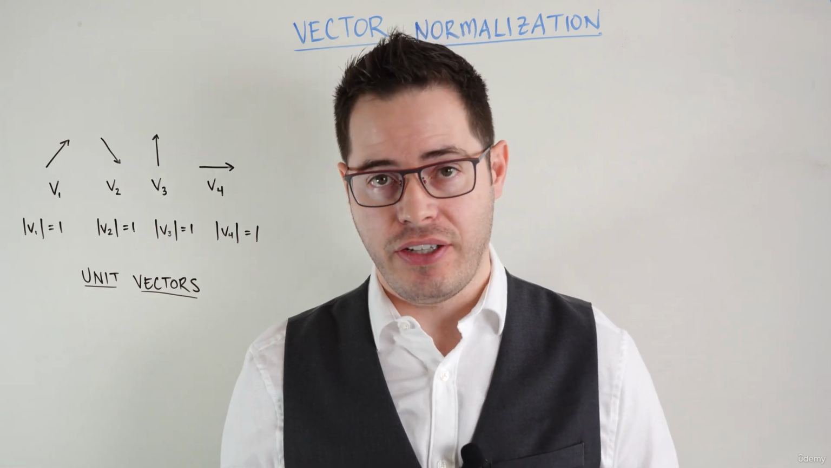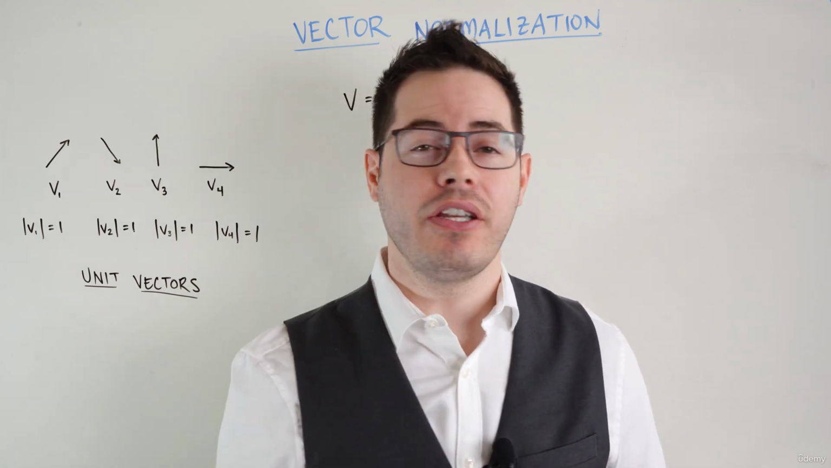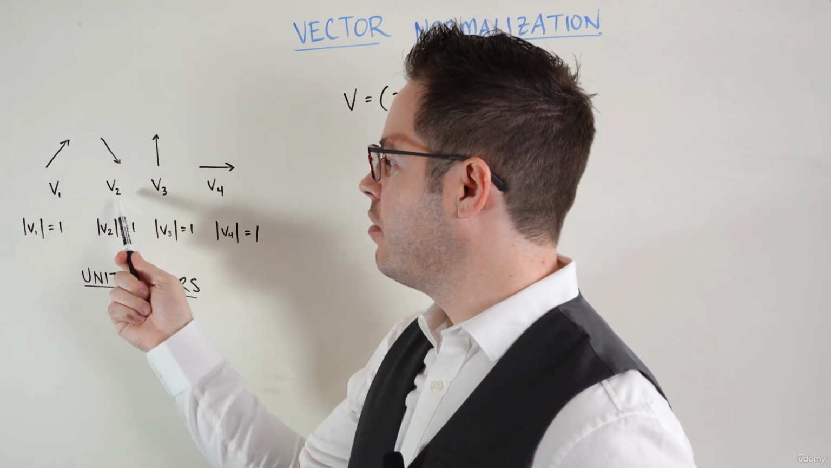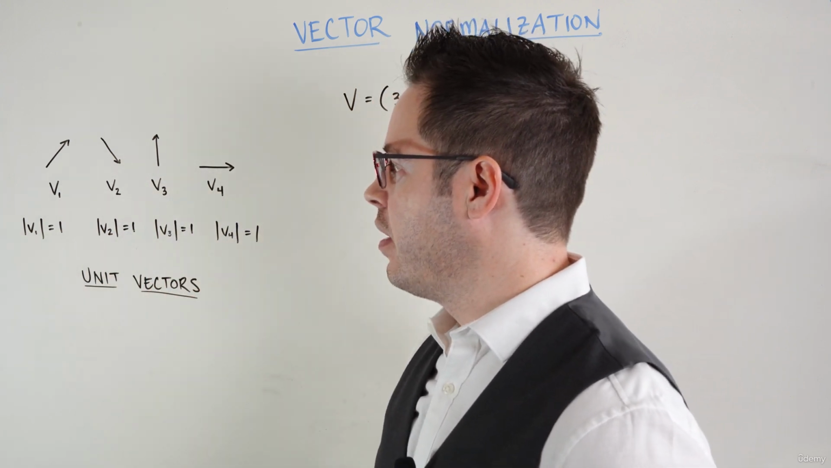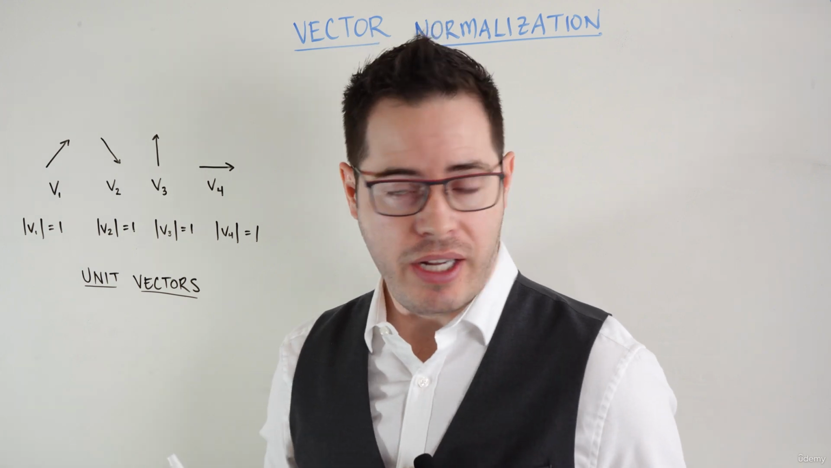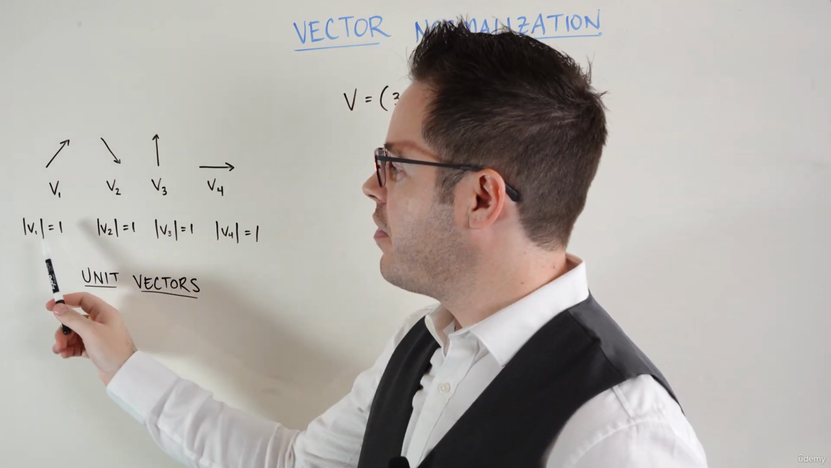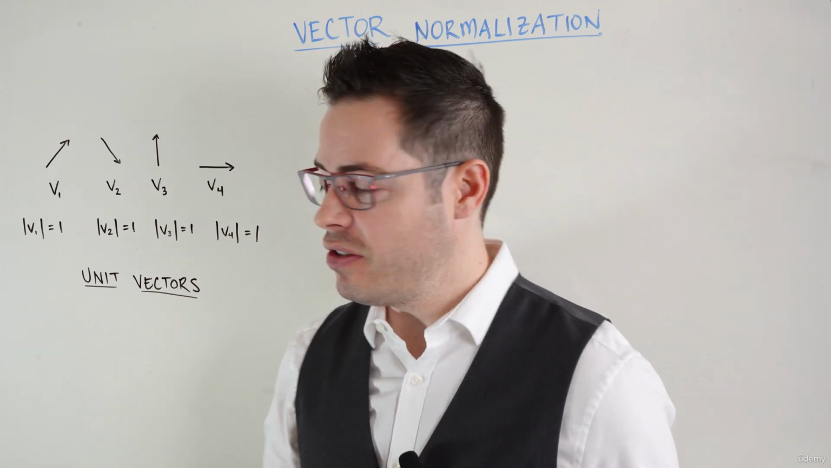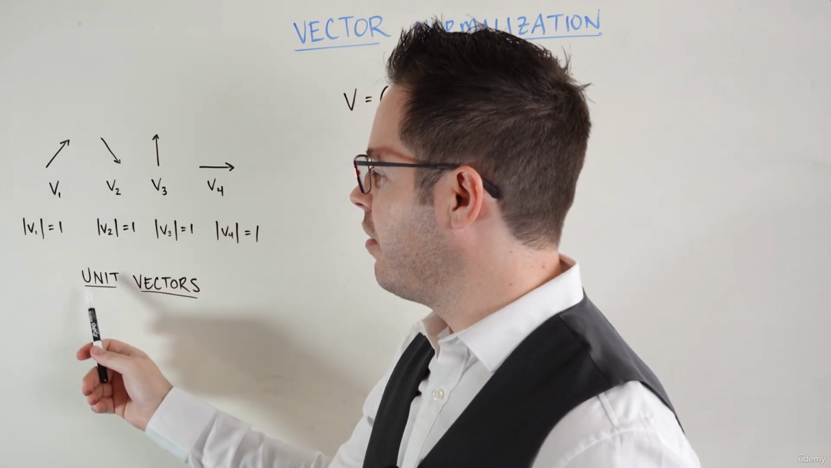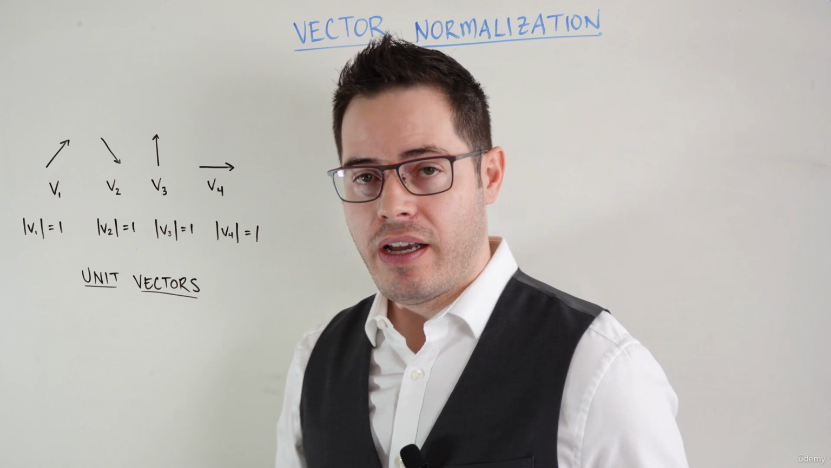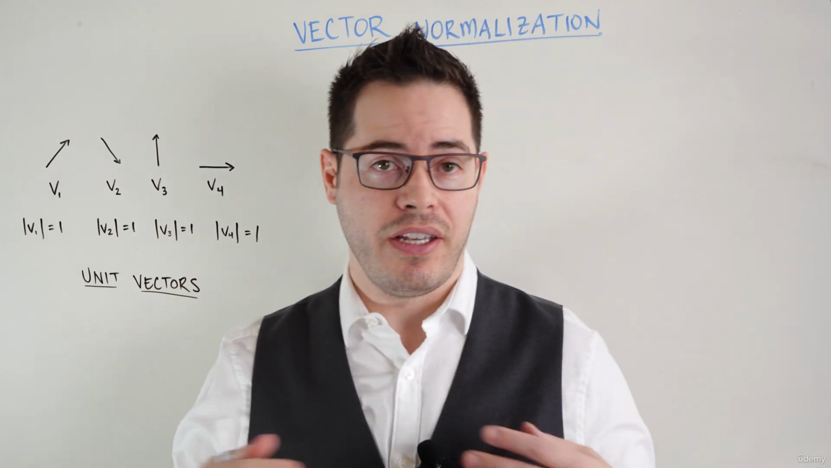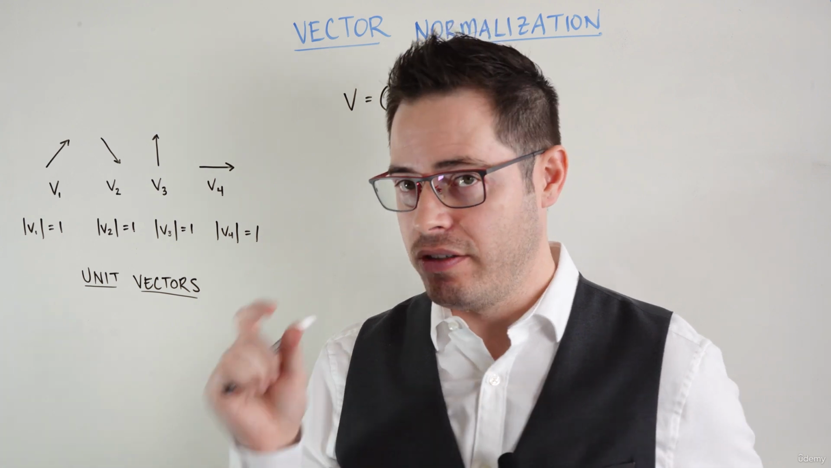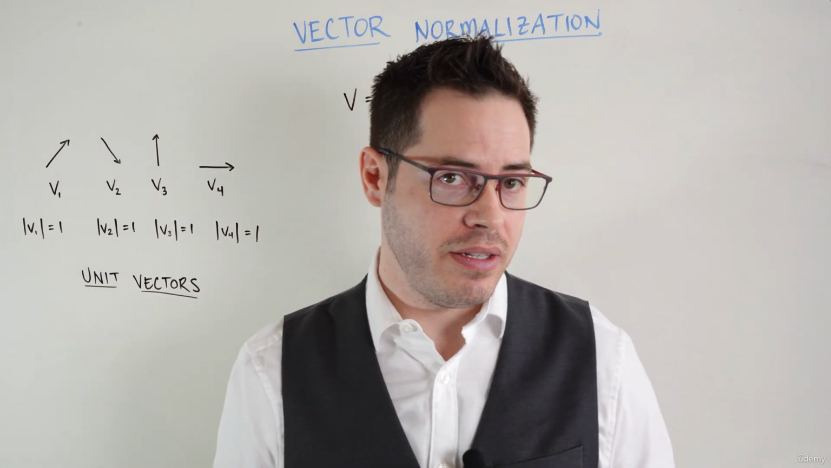Oftentimes, we're going to need vectors that have a length of 1 unit long. Observe these 4 vectors, v1, v2, v3, and v4. All of these vectors are pointed in different directions, but what they have in common is that their magnitudes are each 1. We call these unit vectors because their magnitudes are a single unit long. Now, there are various reasons why you would want a unit vector, or a vector in some direction whose magnitude is 1, and we'll see those reasons soon.